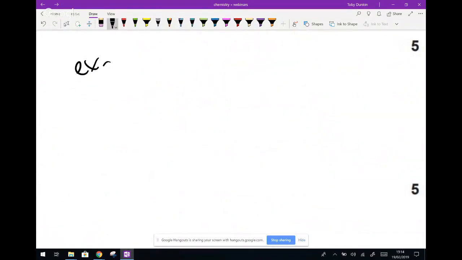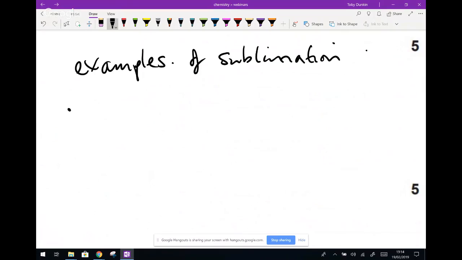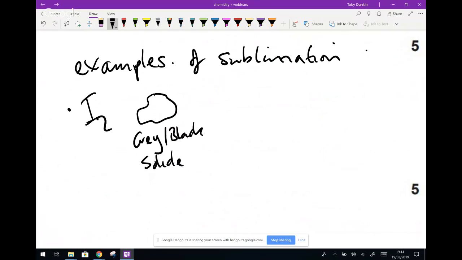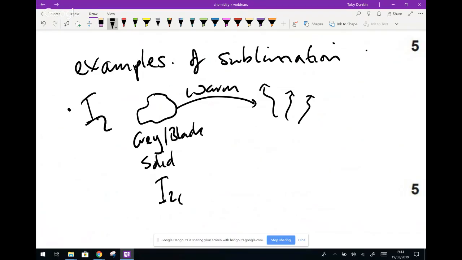The key examples of sublimation that you need to know are iodine. This is by far the most common question to be asked on sublimation. They will ask you for an example, and iodine is a gray/black solid. And iodine, when warmed, sublimes into a gas and turns straight away. So we go from iodine, and of course, iodine is one of our diatomics.